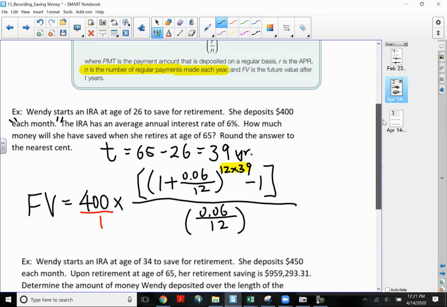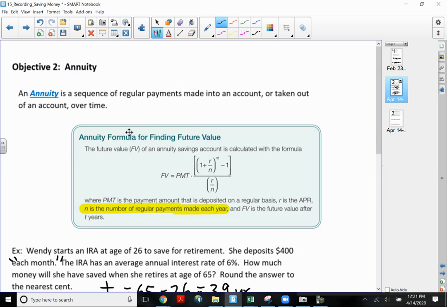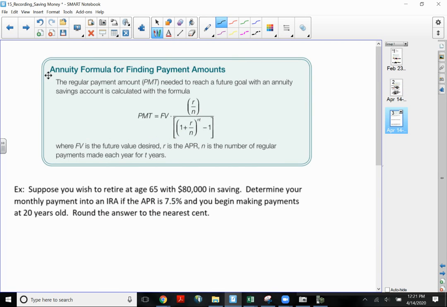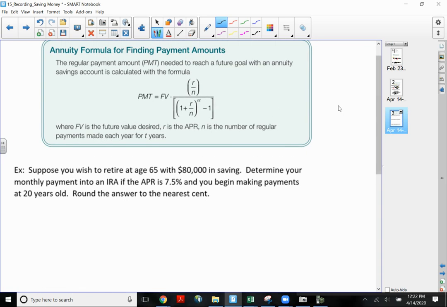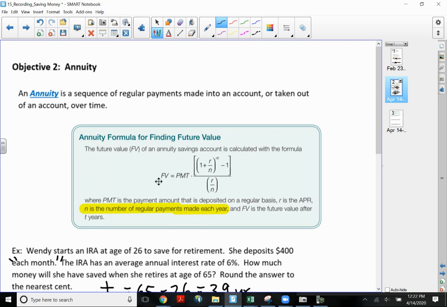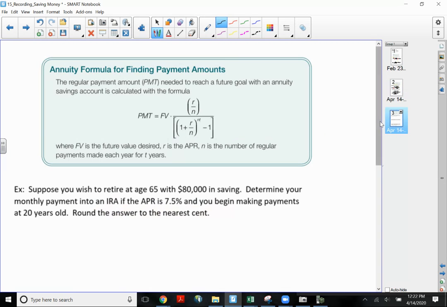All right. Let's try this. This is a reverse of this formula. This is actually finding the regular payment needed to reach a certain future value that you want. So this is the same thing, except now I want to find the payment itself. If you have a goal in mind, say I want to be a millionaire at this age, how much money do I need to put into my retirement account at that interest rate?